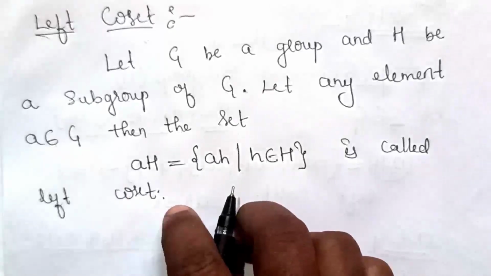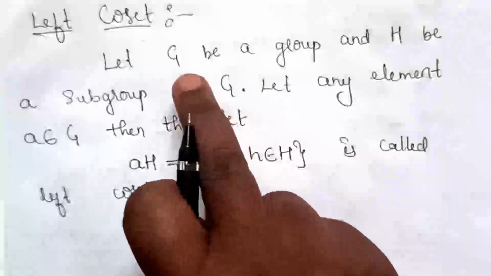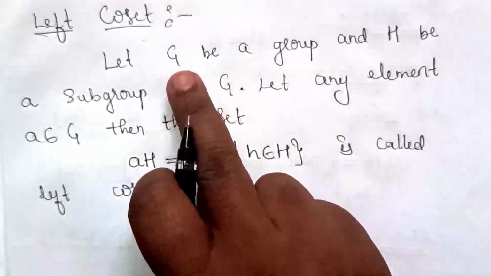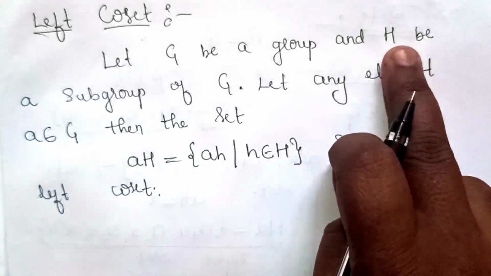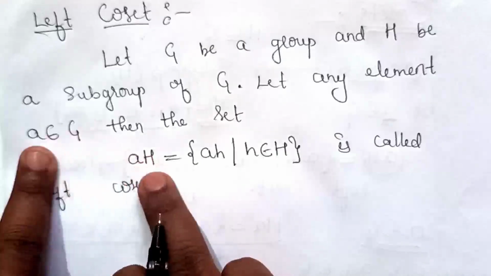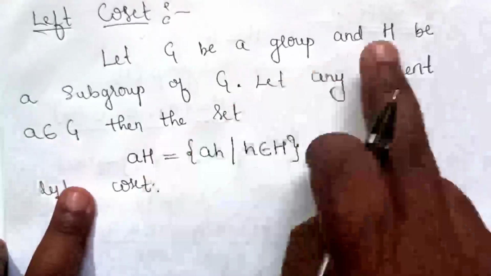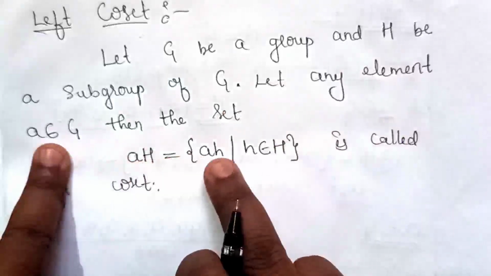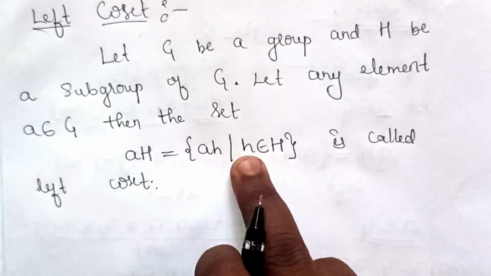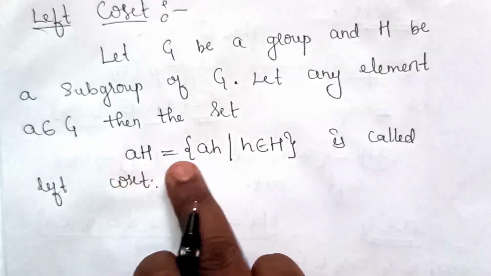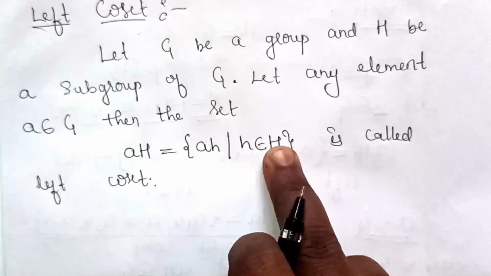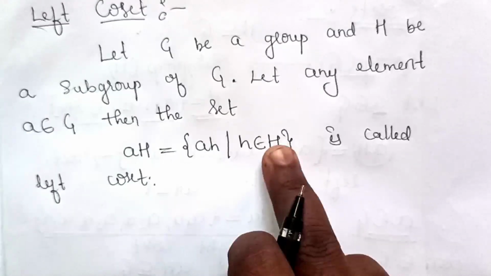So that means, as I told you, we consider a group G and a subgroup H. We consider an element A belonging to G, then we operate all the elements of H with this element, and the resulting set is called the coset. If we are operating from the left side, it is called the left coset, or if we are operating from the right side, then we call it the right coset.